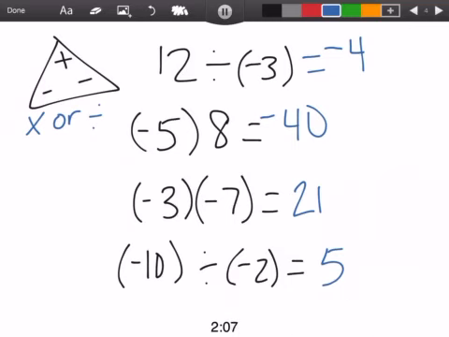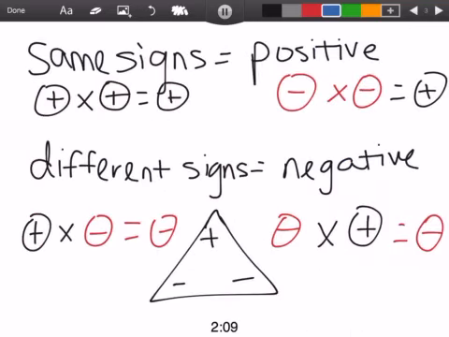All right, so you're going to practice this on your own after you have done your vocabulary and copied your notes. I highly suggest you put these notes in right here and the triangle, okay? And this is for multiplying and dividing integers.